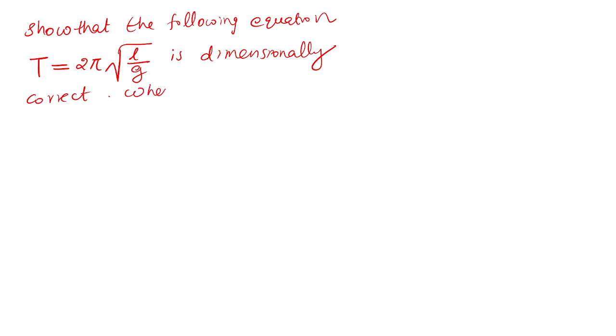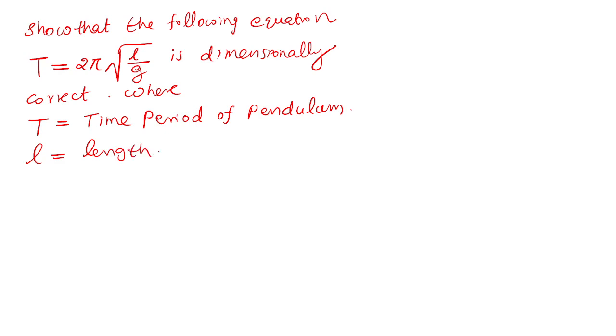All the letters will be mentioned. Don't worry about that. T is the time period. Actually, you will learn this formula in another chapter, oscillation. Time period of the pendulum. L is the length of the pendulum. And G is the acceleration due to gravity.